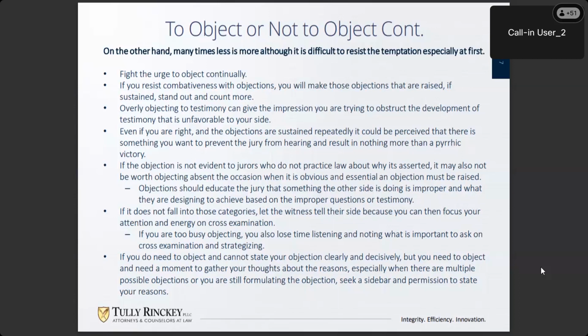But again, we fall back on, if you're too busy objecting, not only does it leave a bad taste in the mouth with the jurors, perhaps, but you're losing time listening to the expert and observing and strategizing. If you do need to object and cannot state your objection clearly, and you need time to formulate it, there are background reasons, perhaps connected to a motion in limine and the arguments that were made, that need to be brought to the judge. You seek a sidebar, and permission to state your reasons. The worst that can happen is the judge says, no, move on.